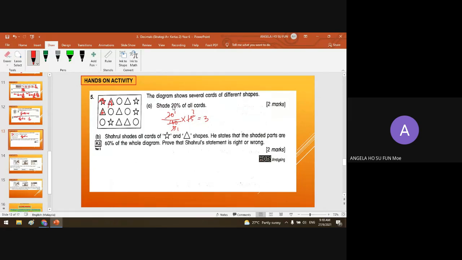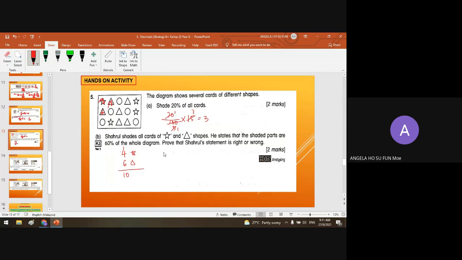So all the stars and the triangles, you count how many stars and triangles altogether. The stars are 1, 2, 3, 4. There are 4 stars, okay? How many triangles? 1, 2, 3, 4, 5, 6. There are 6 triangles. So altogether, there are 10 stars and triangles. So you will count first.